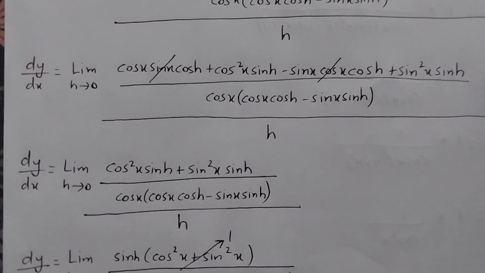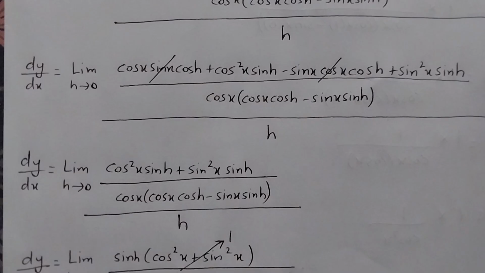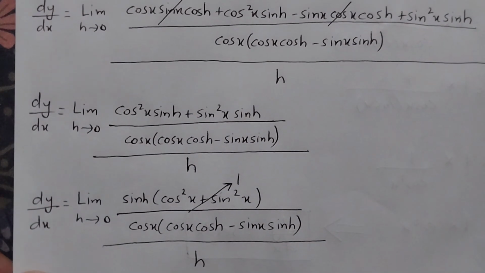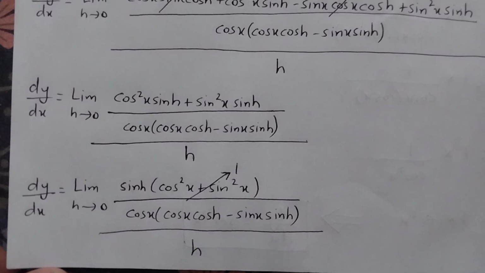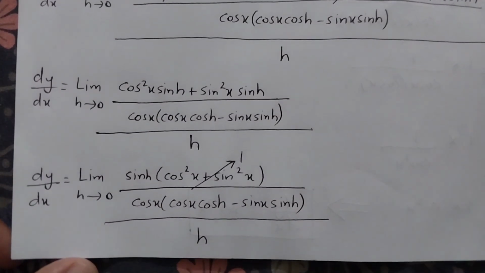In the numerator of this whole fraction, sin h is common, so we can take sin h common, and we'll be left with cos square x plus sin square x, which is simply 1, over the same denominator, divided by h.